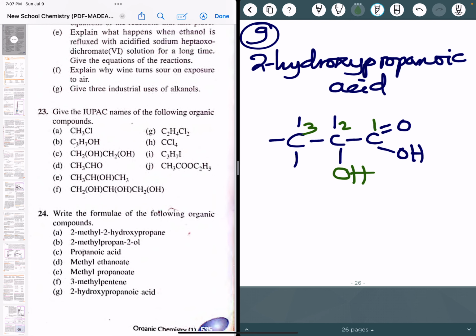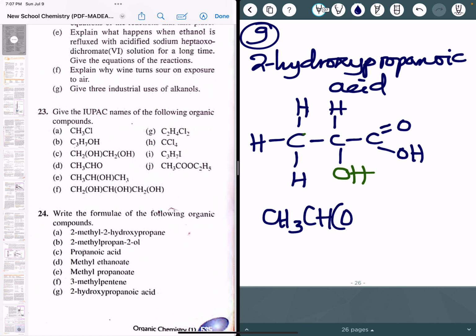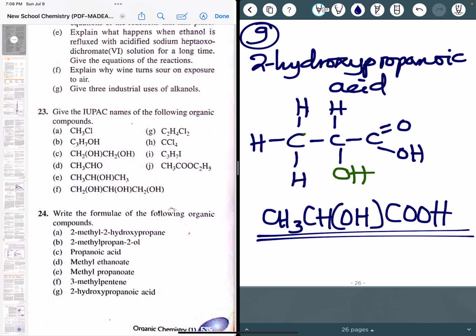So 2-hydroxy means there's a hydroxy group attached to the second carbon atom in the compound. So I just add hydrogen to the rest. So my compound is CH3CHOHCOOH. That's the molecular formula of 2-hydroxypropanoic acid.